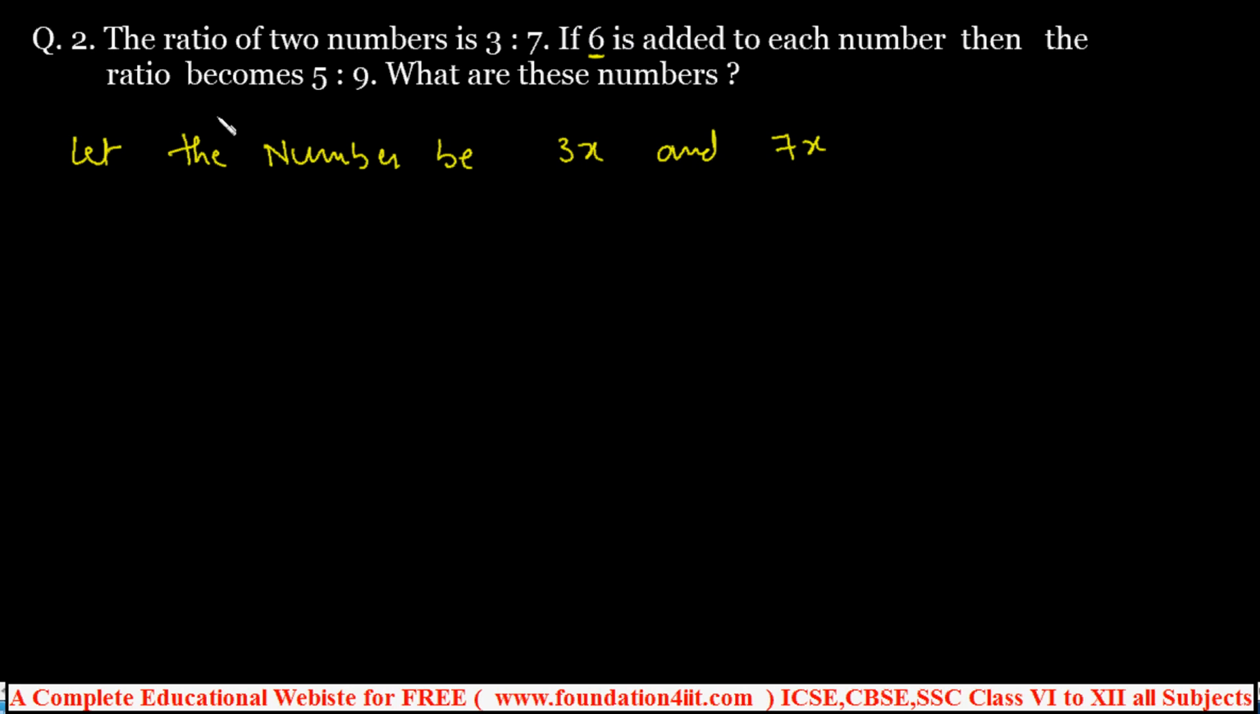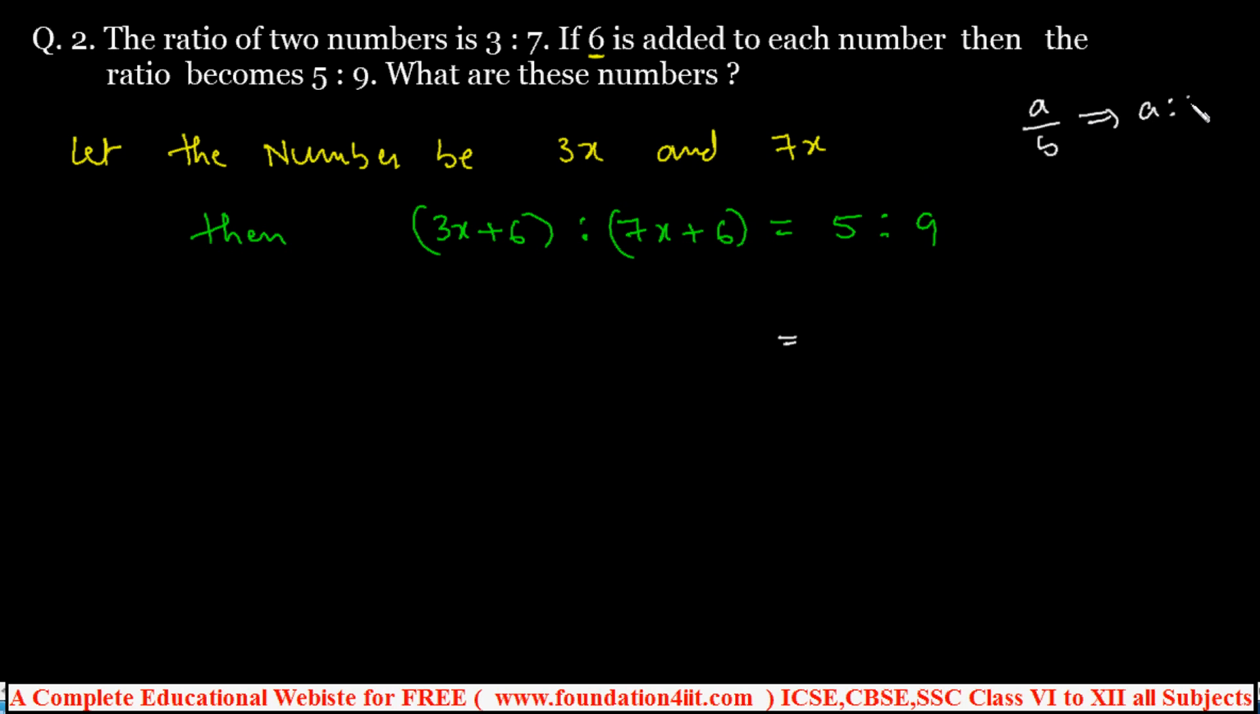Now if 6 is added to each of the numbers, according to the question we get 3x plus 6 and 7x plus 6. The ratio of these two numbers is 5:9, when 6 is added. Now A is to B we can write as A by B. Both are the same: this is the ratio notation and this is the fraction notation.